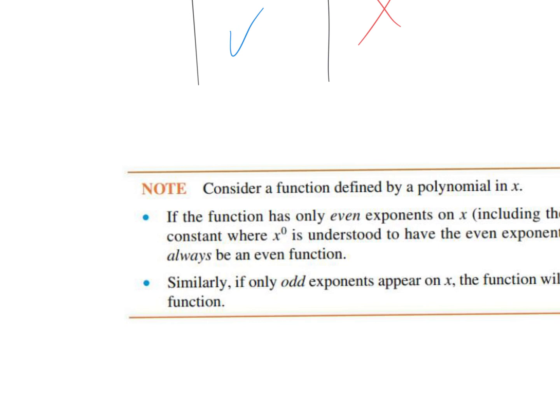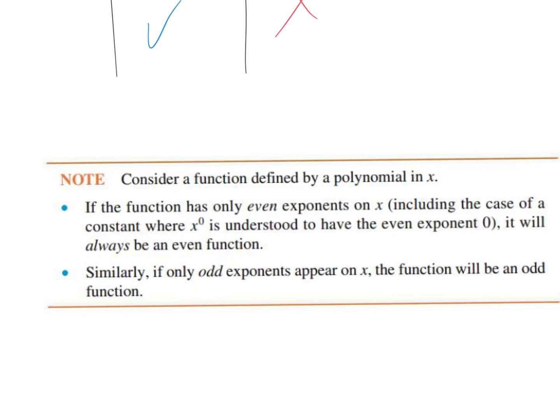Okay. So if you consider a function, and they kind of are telling you about what I just mentioned, that if you see only even exponents, including x to the 0, right, which is a plain number, it will always be an even function. And if you see only odd exponents, the function will be an odd function. And so you can kind of use that shortcut to help you with this a little bit.